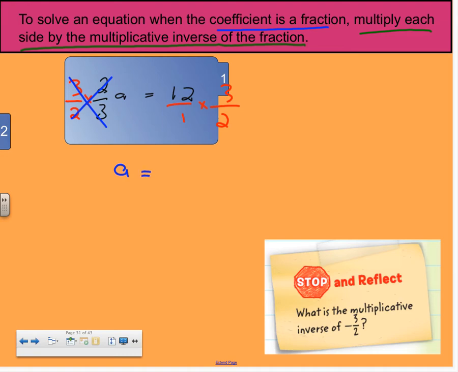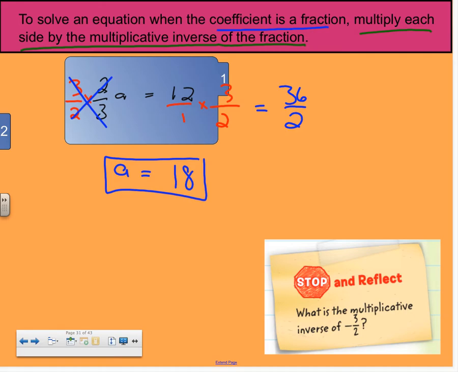12 times 3 is 36. 1 times 2 is 2. 36 over 2 is the same as 18. So A equals 18. All right. 36 divided by 2 is 18. 18 goes into 36 twice.